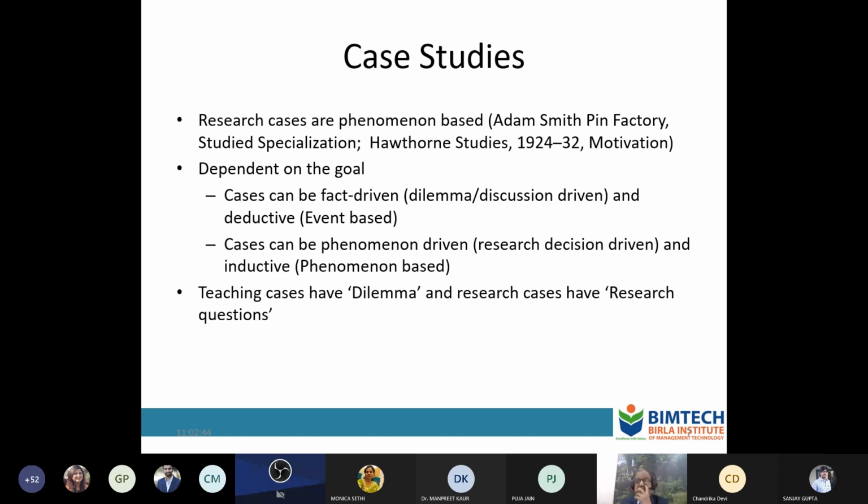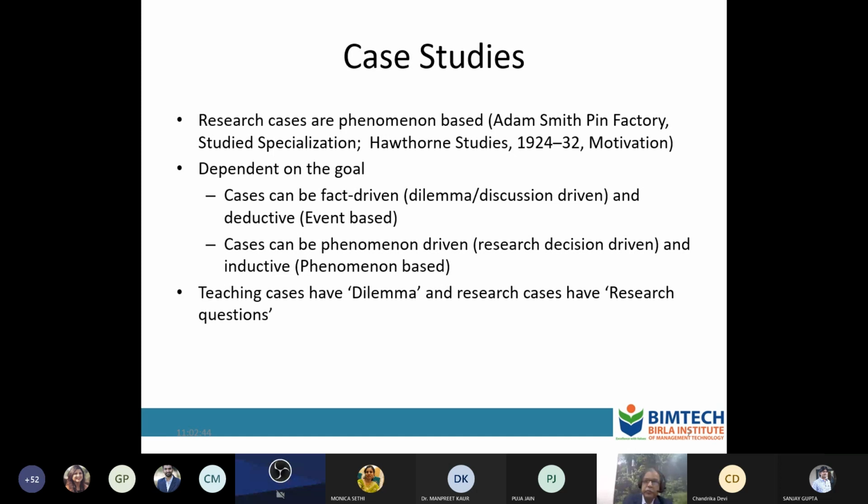So the cases can be fact-driven, which is event-driven, which must have a dilemma, which should give rise to discussion in class. In the other type of cases, research cases, it is phenomena-driven. You decide which phenomena to study. And this is what is research decision-driven. And the output of a phenomena-driven case study research is considered as research output. A teaching case is really not a research output.